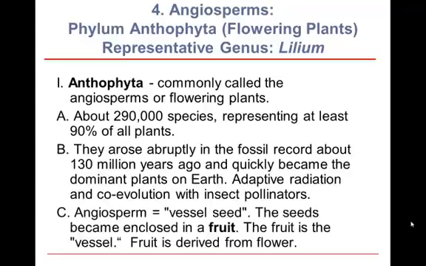The term angiosperm: angio means vessel, so angiosperm means vessel seed. The seeds in members of phylum Anthophyta are enclosed in a fruit, and so the fruit is the covering or the vessel that is referred to in the name angiosperm. It's important to understand that fruits are derived from flowers and that seeds are produced inside fruits in phylum Anthophyta.